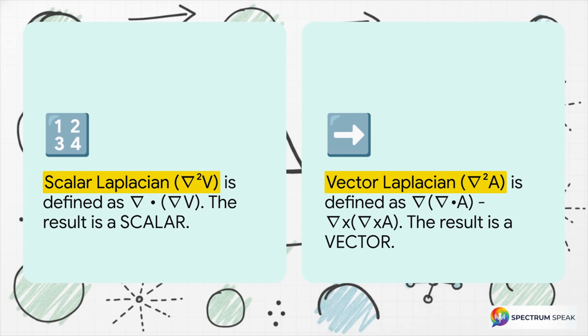But there's also something called a vector Laplacian, which acts on a vector field. And as you can see, it has a completely different definition and a totally different physical meaning. It is not the divergence of the gradient. Confusing these two is a classic mistake.